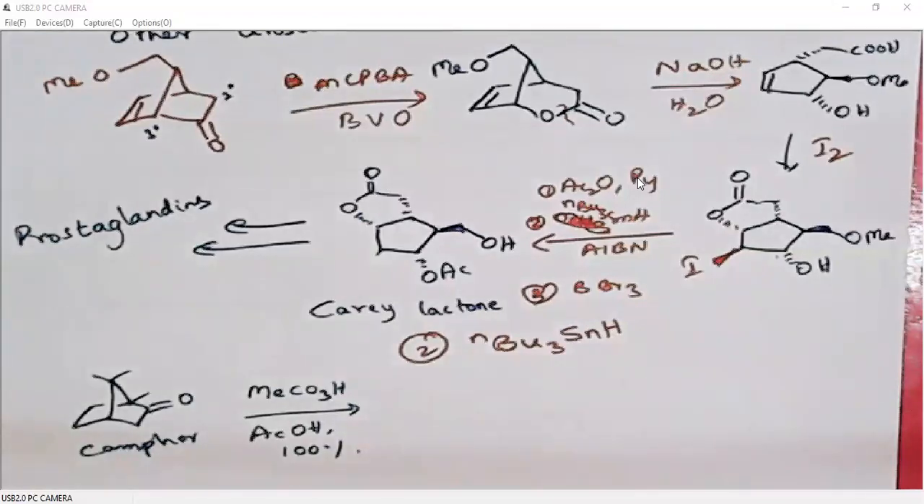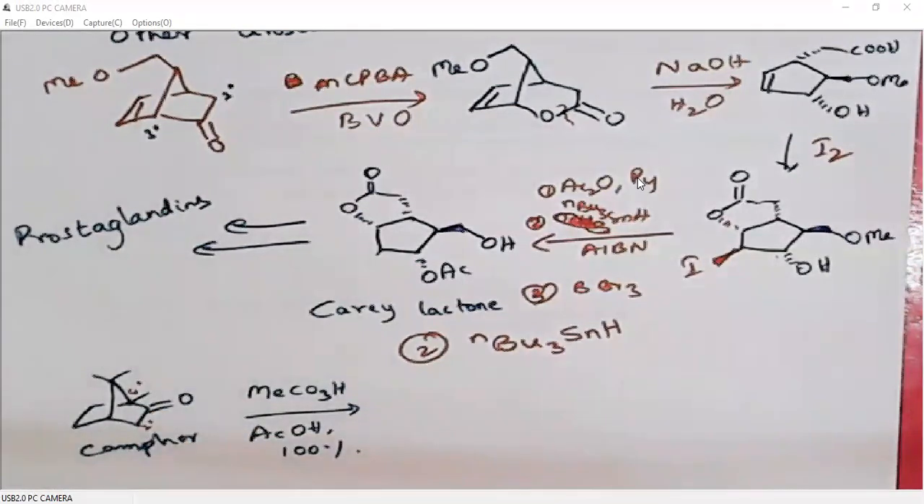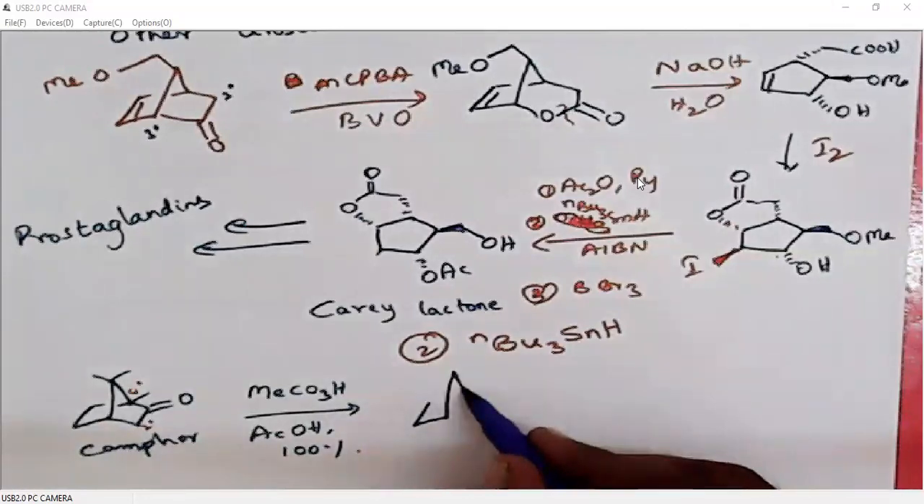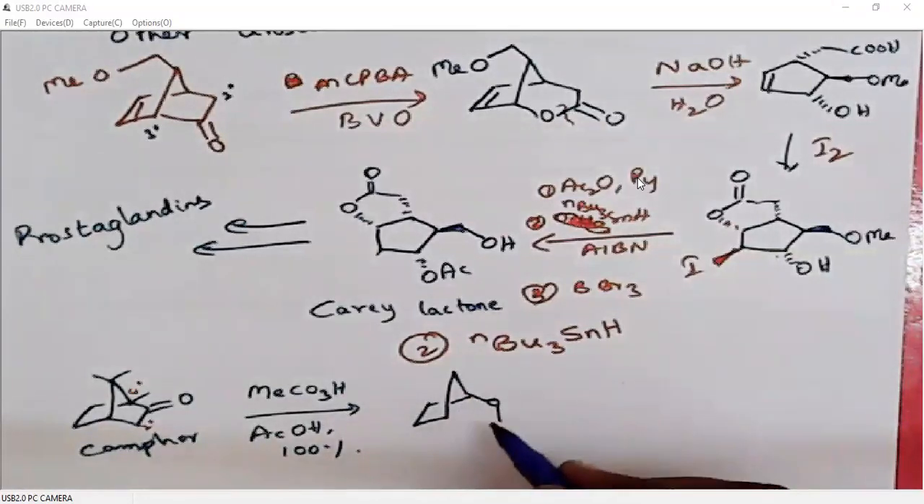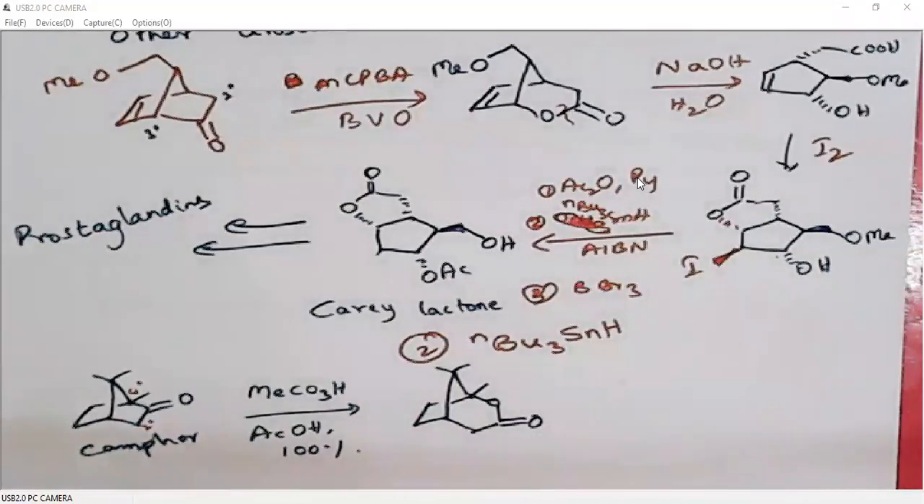Please take a snapshot. We will see an exceptional example here. This is camphor. When we do Baeyer-Villiger oxidation on camphor, it obeys the exact rules. This is a quaternary carbon, this is a secondary carbon. So what happens? The quaternary carbon will migrate in Baeyer-Villiger oxidation, right? We can use any peracid. This is a quaternary center, so it will migrate.